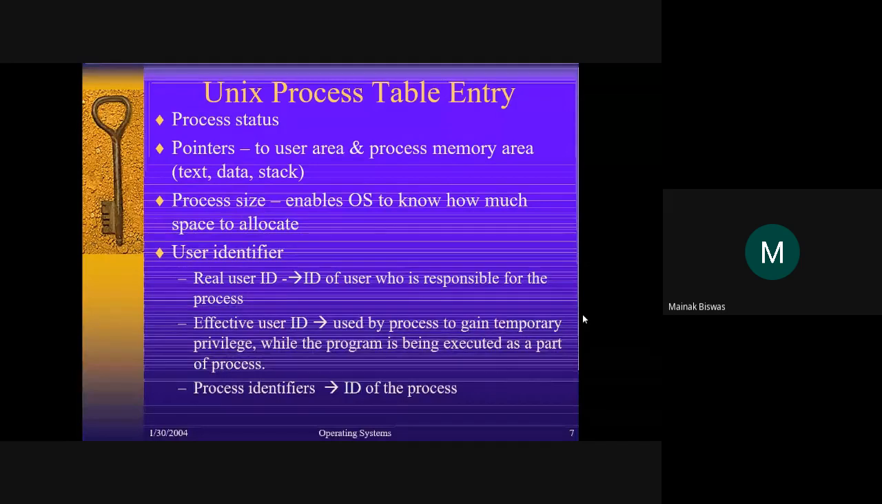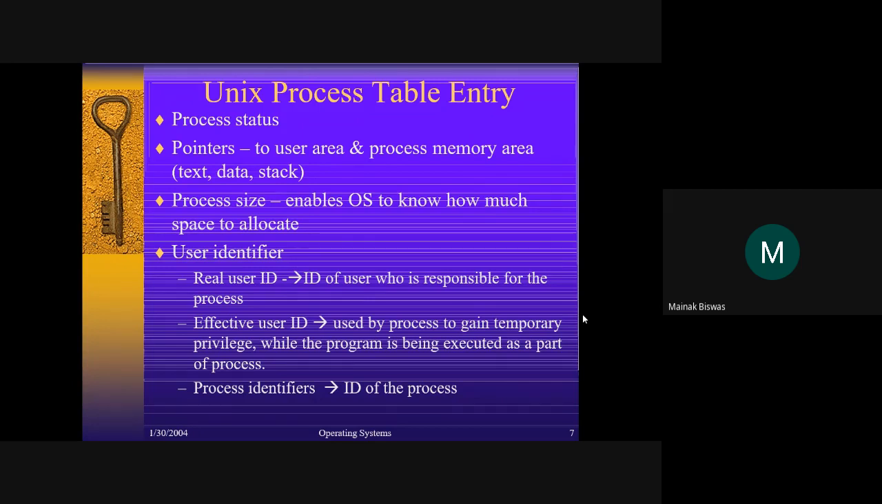So what is its status? What is the process status? Pointers to the user area and the process memory area, that is text, data, stack, all the pointers should be stored. Process size enables the OS to know how much space to allocate. If your process is very big, and you are using an old desktop computer, then the operating system must know how much space to allocate to the process, because if you are playing a game, it requires a huge amount of memory.